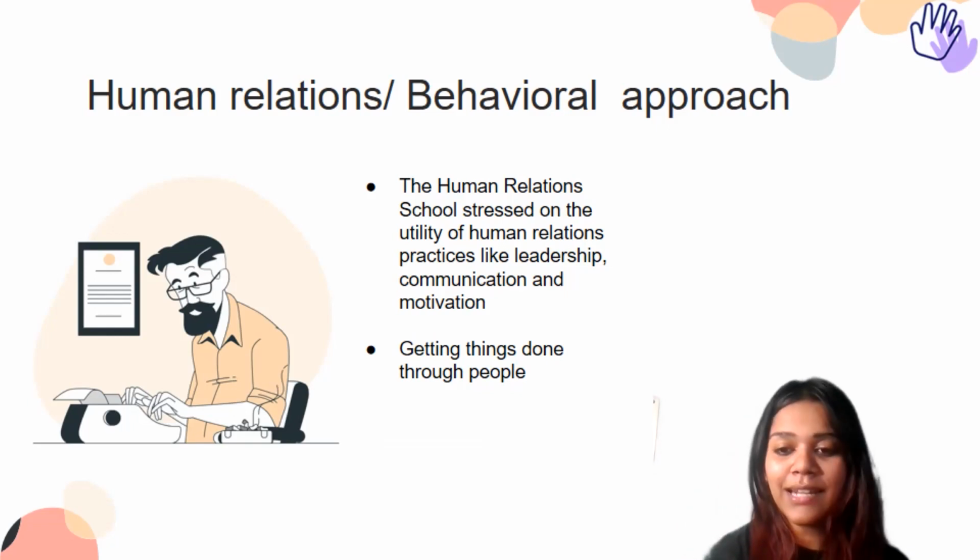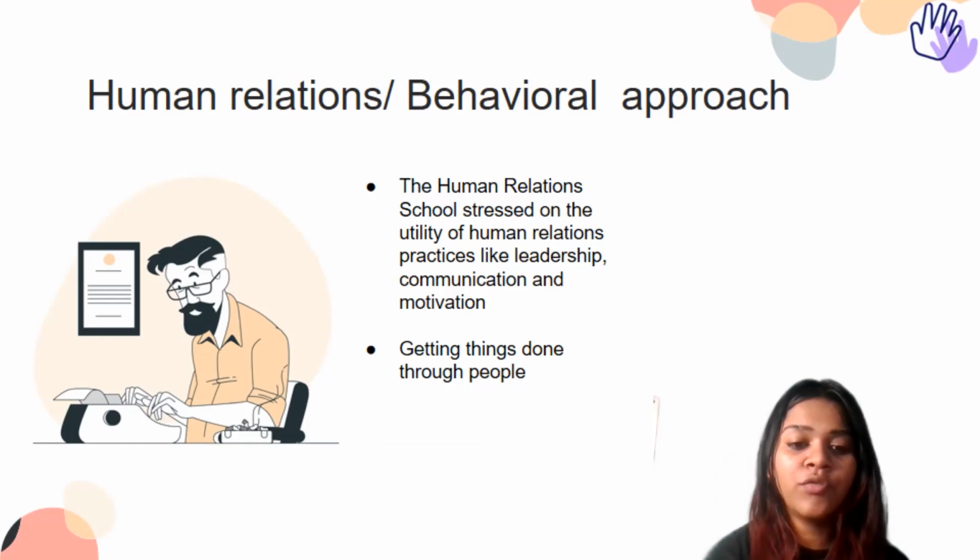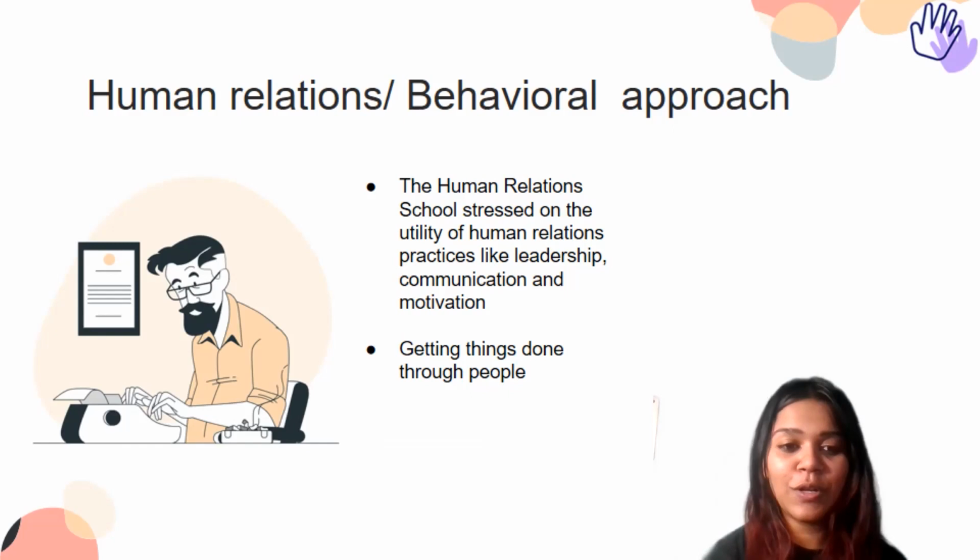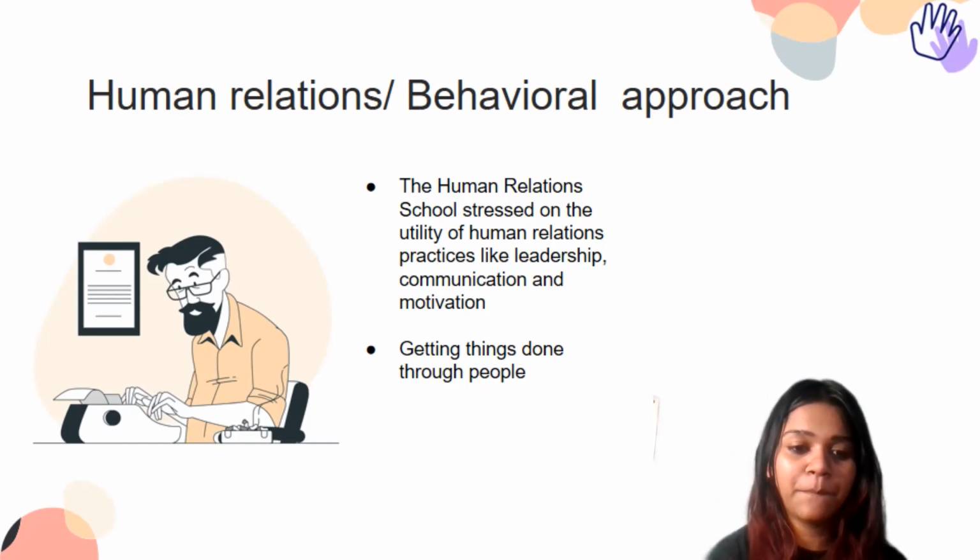So this is considered a radical approach given the time because of the focus on both psychological and sociological processes. According to this approach, the focus of management must be centered on interpersonal relations and getting things done through people, as stated. So for the very first time in that era, the people aspect of management was highlighted by this approach, right?